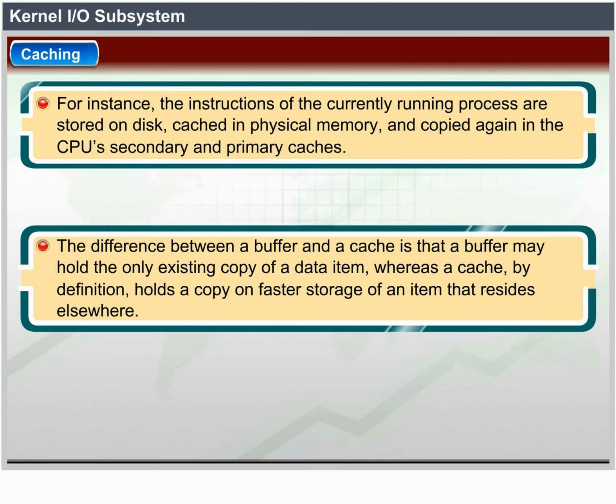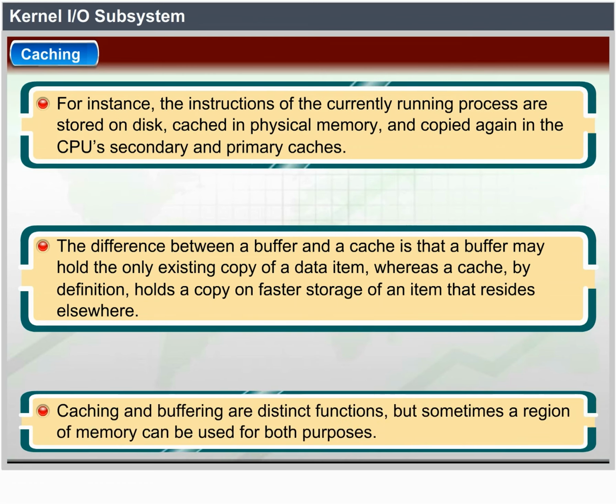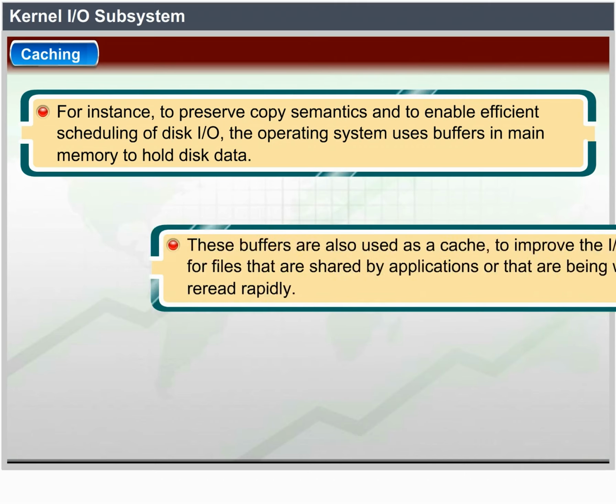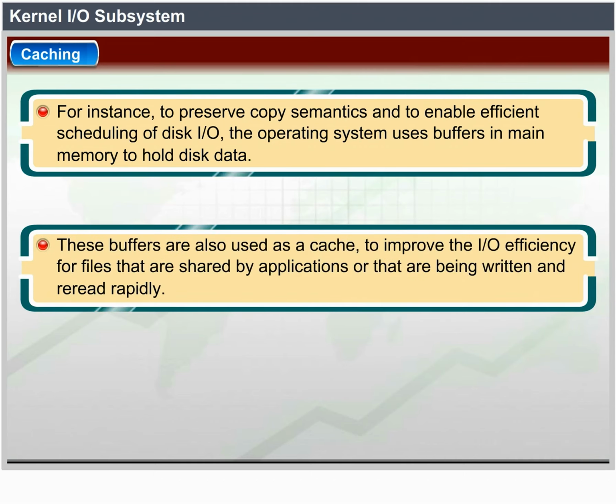Caching and buffering are distinct functions, but sometimes a region of memory can be used for both purposes. For instance, to preserve copy semantics and to enable efficient scheduling of the disk input-output, the operating system uses buffers in main memory to hold disk data. These buffers are also used as a cache to improve the input-output efficiency for files that are shared by applications or that are being written and reread rapidly.